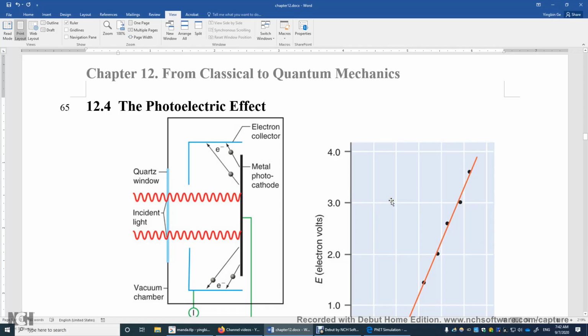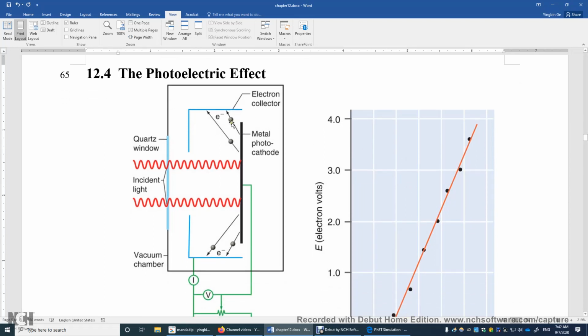Section 12.4, The Photoelectric Effect. Einstein designed the photoelectric experiment, proposed the concept of photons, and won the Nobel Prize. So now let's look at this experiment.